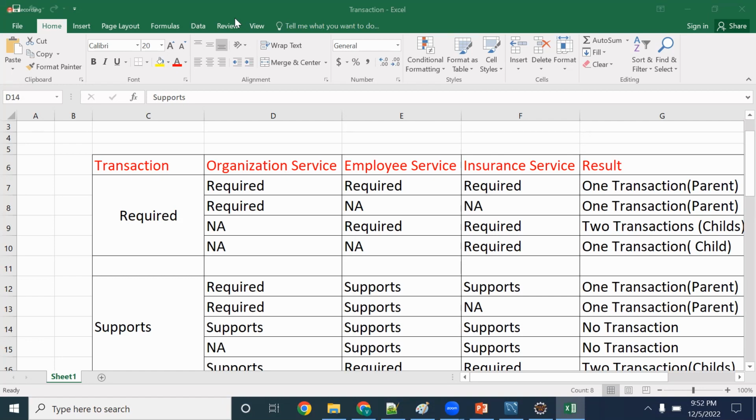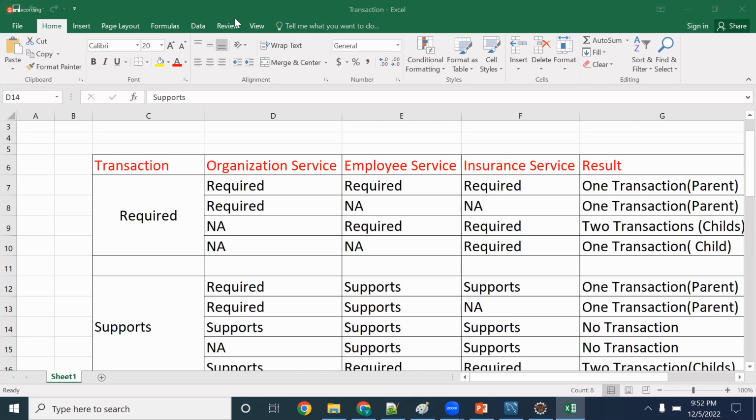Okay, guys. Any other questions before I proceed further? On required as well as supports. Is everyone clear? Yes, sir. Clear.